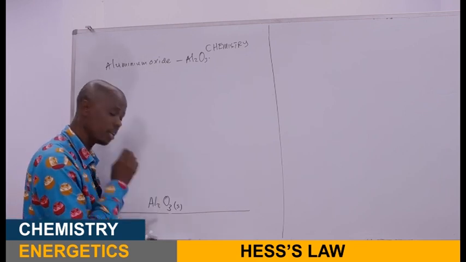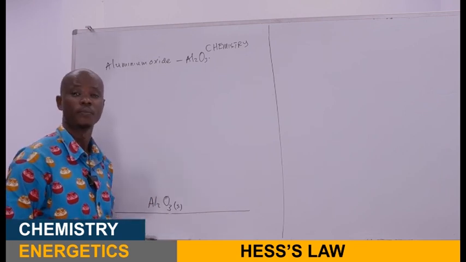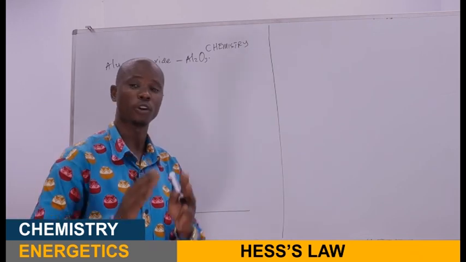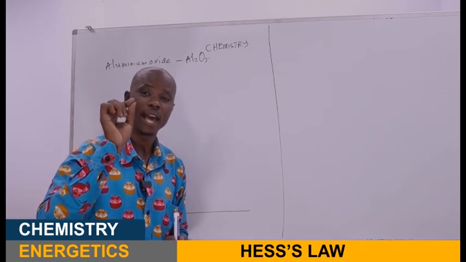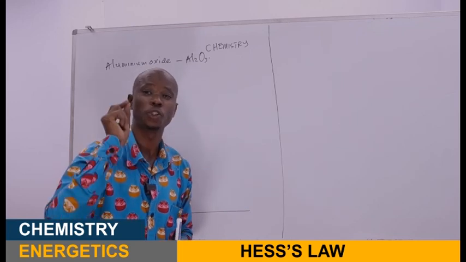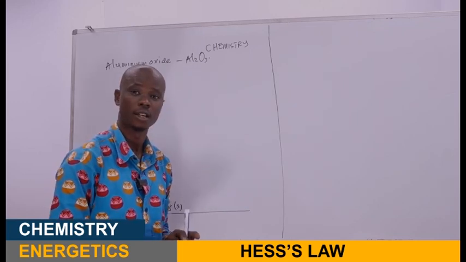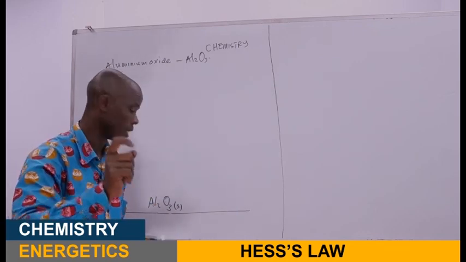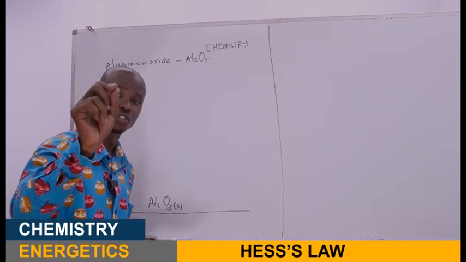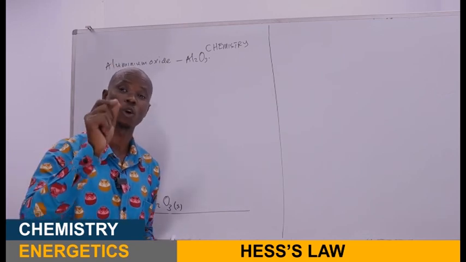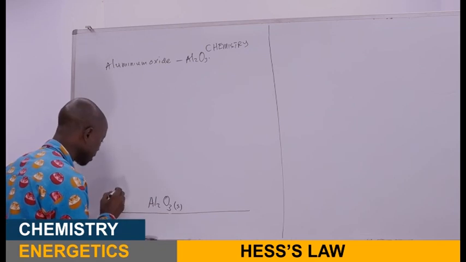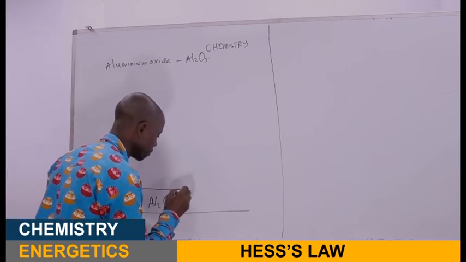So we have aluminum and we have oxygen. But when we talk about the enthalpy of formation of a compound, the elements which make that compound should be in the pure standard state. The pure standard state of aluminum is solid because it is a metal. The pure standard state of oxygen is a gas, a diatomic molecule, because it is a non-metal. So you write these elements at the top.